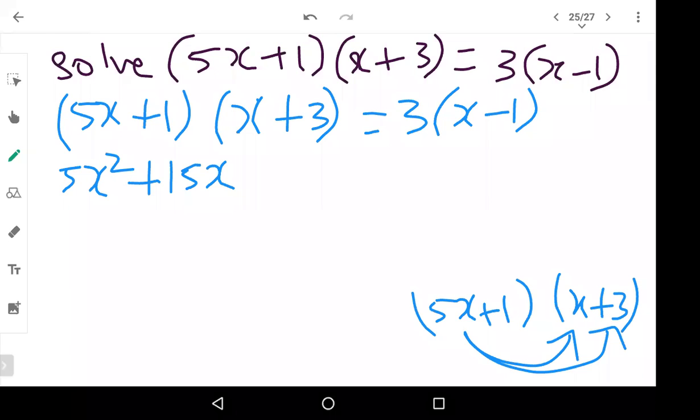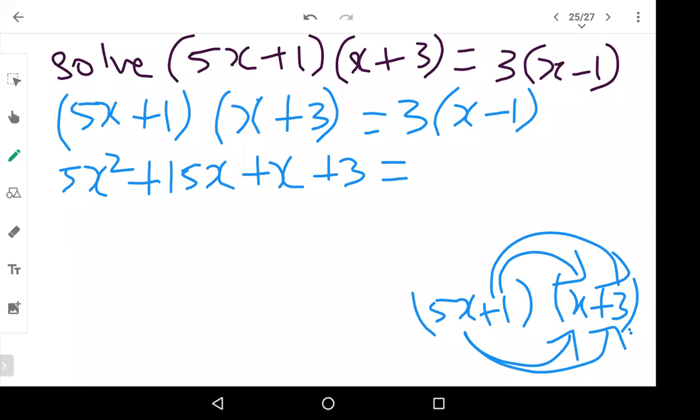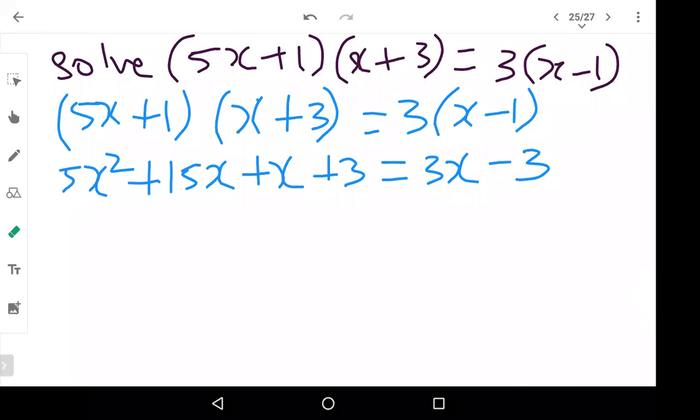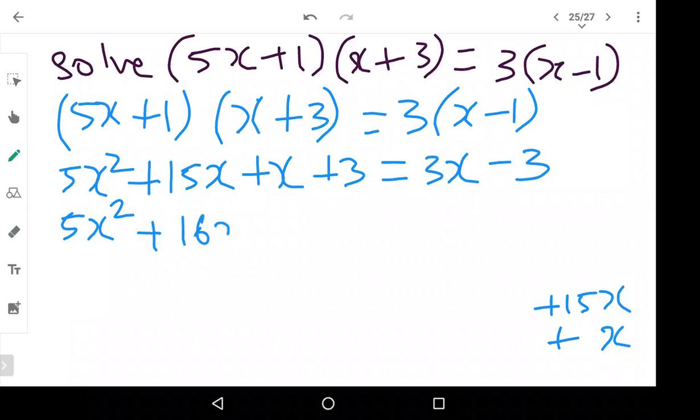Okay, now coming back here. First multiplication, 5x into x and 5x into 3. Now next, 1 into x is plus x, 1 into 3 is plus 3. So this is your LHS side. Now on to your RHS, 3 into x is 3x, 3 into minus 1 is minus 3. Okay, I am being a little fast since we have solved enough number of problems here. Fine. So next step is 5x square plus 15x plus x will give me plus 16x, correct? Plus 3 is equal to 3x minus 3.